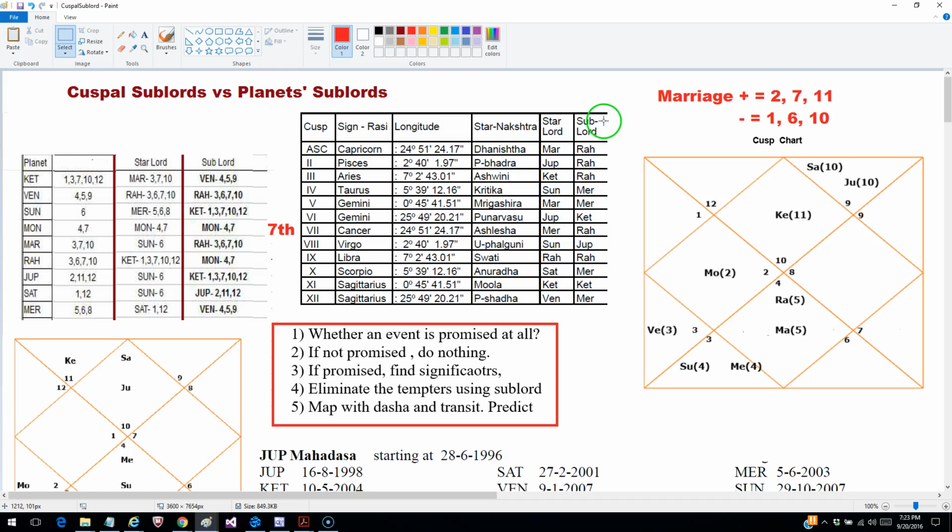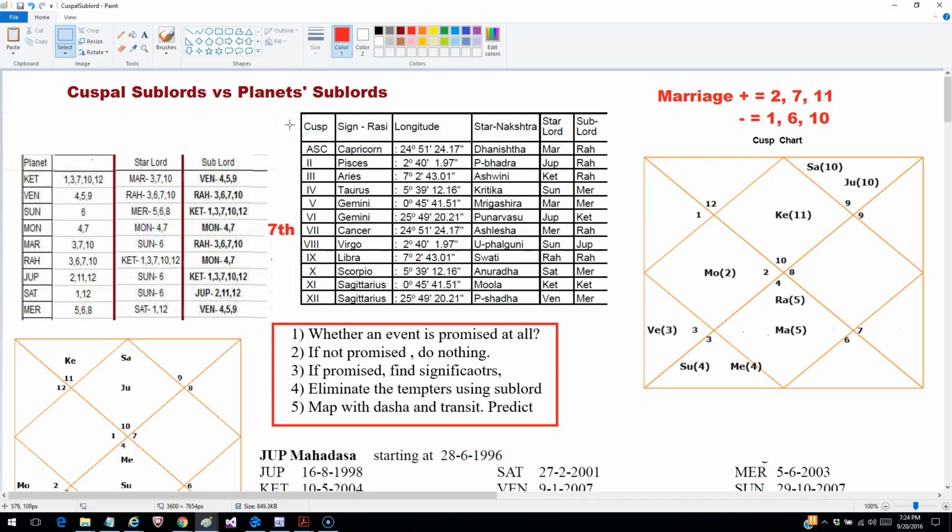So the Cuspal sublord is basically used to find out if a particular event is promised or not, and the planets, the star lord and sublord, are used then to find out the time period when this is going to happen. So basically, the Mahadasha and Antardasha, when an event is going to happen, need to be worked out from the planets, this table, the planets table.